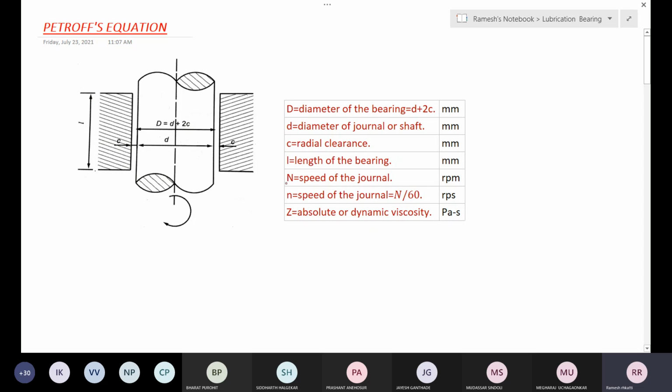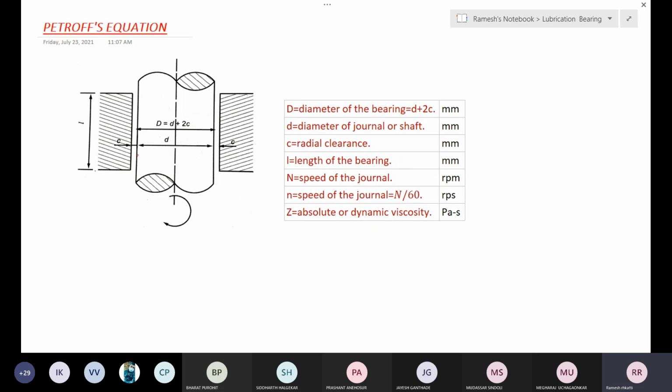Capital N is the speed of the journal in revolutions per minute, and small n is the speed of the journal in rps, revolutions per second. To convert rpm to rps, you need to divide it by 60. And Z, as you already know, is the dynamic viscosity or absolute viscosity, and its unit is pascal second, or newton second per meter square.